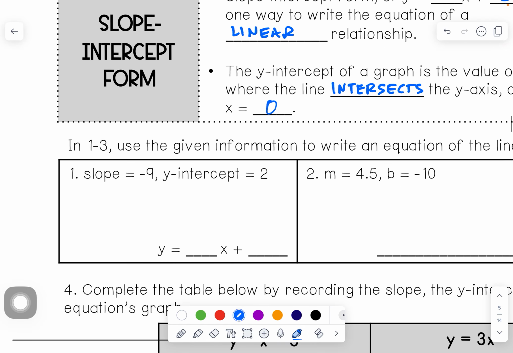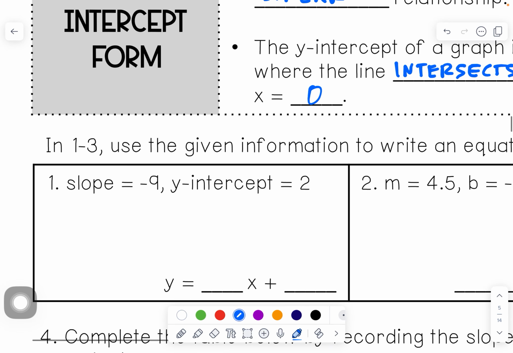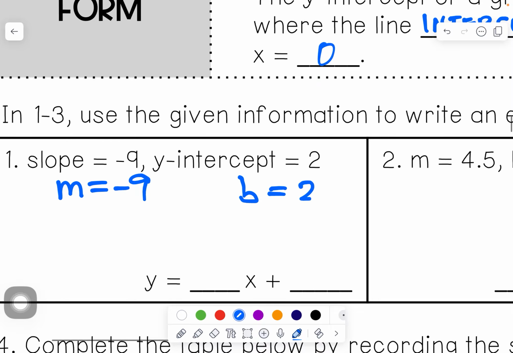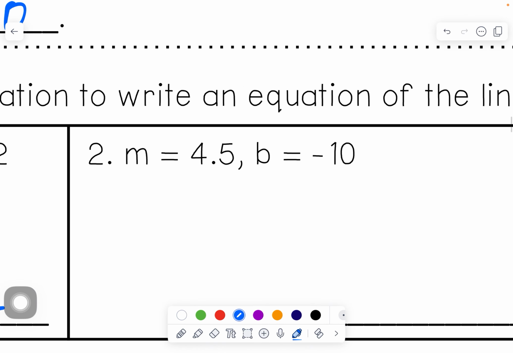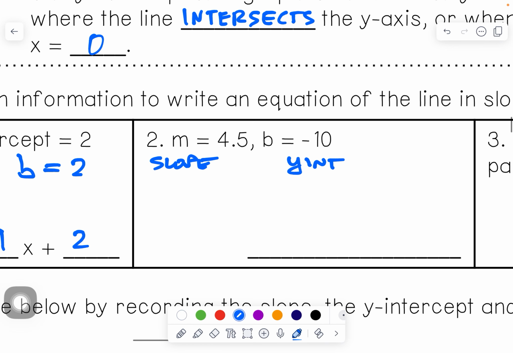Okay, so if we get a problem like this where we're given a slope and the y-intercept, remember slope and m are synonyms, they mean the same thing. Y-intercept and b are synonyms, they mean the same thing. All we're doing here is plugging these in to build our equation. So y equals negative 9x plus 2 would be my equation. No different in this problem. Now we're using the letter m and the letter b. Remember, this is the slope, which is the coefficient, and this is the y-intercept, which is the constant.